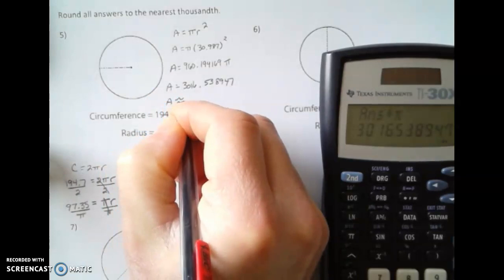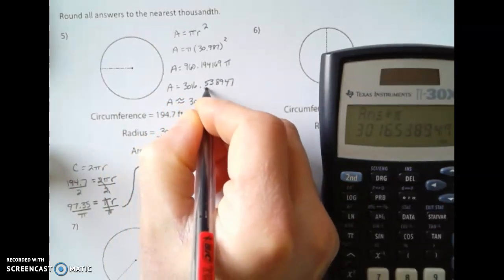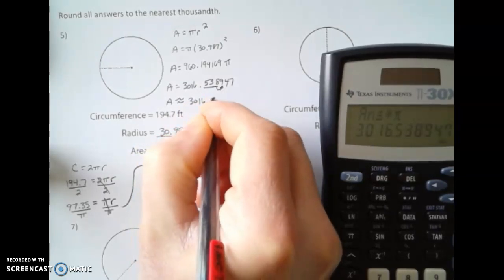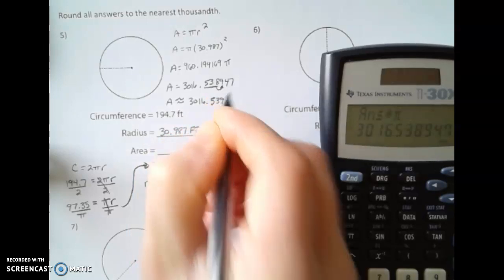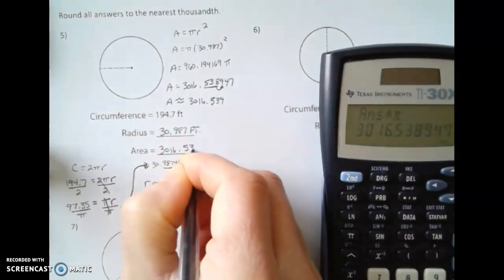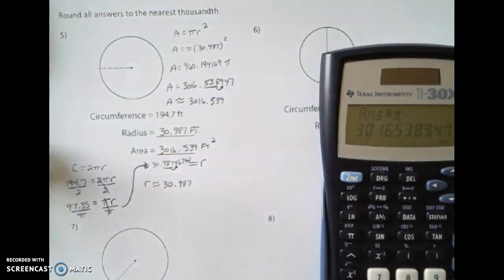A is approximately 3016 and it looks like 538 thousandths, but that 9 will round us up to 539 thousandths. 3016 and 539 thousandths square feet is your area.